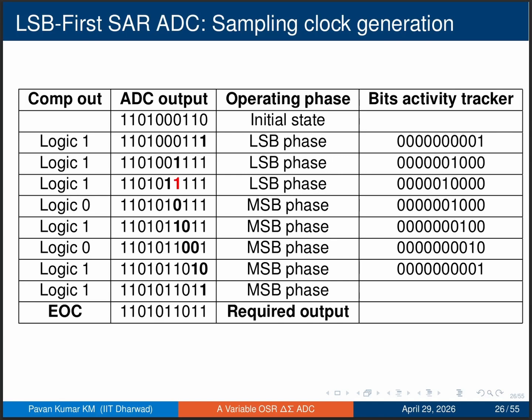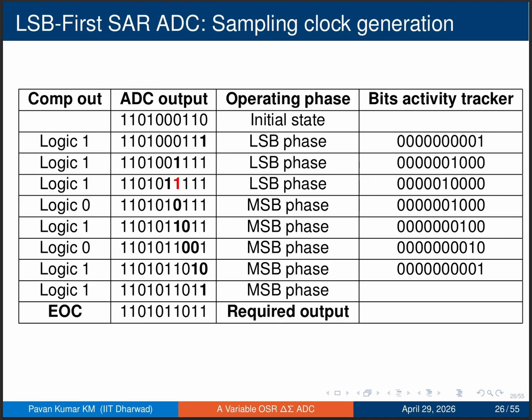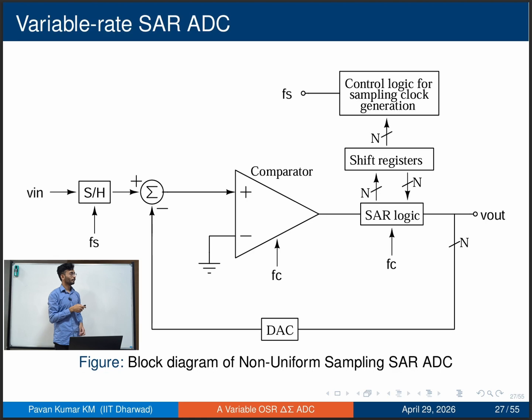And coming to the sampling clock generation, we can see in the shift registers that at the end of the conversion cycle, Q0 will be 1. That and T can be used to generate the sampling clock and sample new data into the ADC. So, this is the block diagram of the non-uniform sampling ADC. The sequence of operation goes like this. The initial sample will be triggered forcefully using starter circuits. The remaining samples will be triggered by the control logic of the sampling clock generation block.